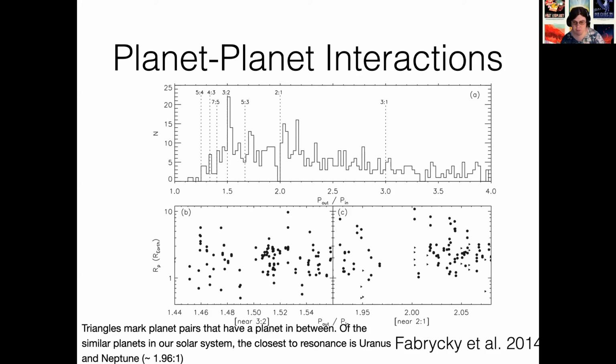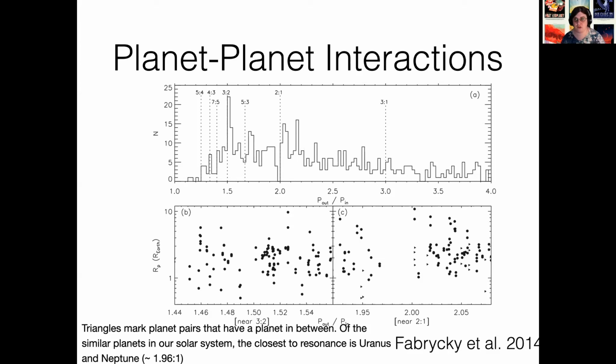So this is a plot from Fabrycky et al. 2014. What we've taken is any type of planet pair, so you have two planets in the same system, and plotted their ratio of periods. So one would be a Trojan orbit. You have a planet and it has a Trojan asteroid. So this lets us kind of correct for resonances.